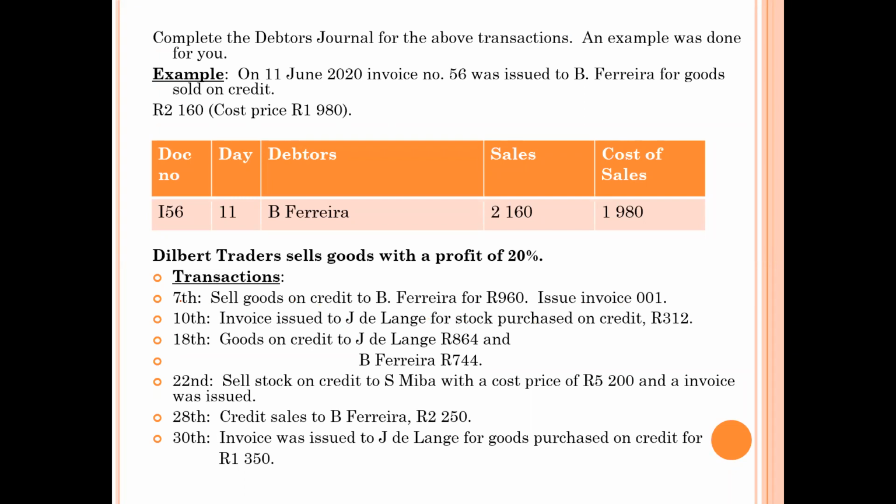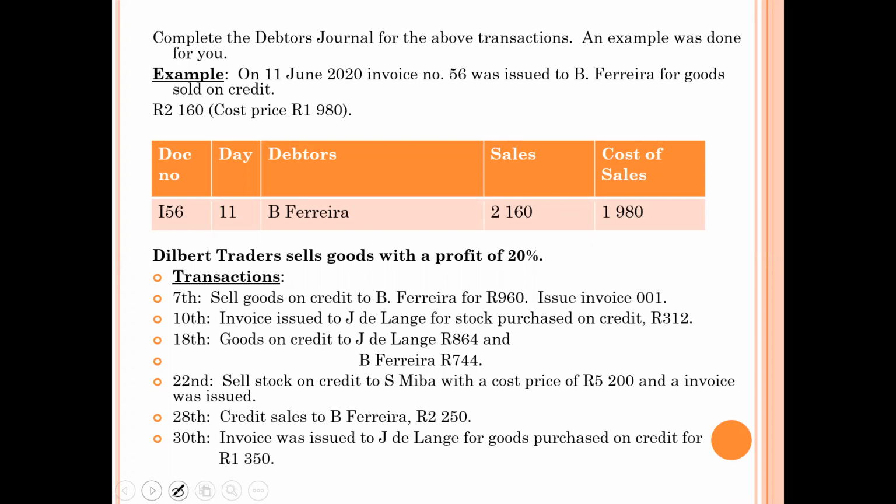Okay, so let's look. What info do we have? The date. We have a name. We have 960 Rand. That is going to be your selling price. We've got the invoice and its number. So we don't have the cost of sales. You need to go and calculate the cost of sales. Right. So now I'm going to jump to the next slideshow, and we're going to see, you must remember this now, how we're going to write in the debtors journal.